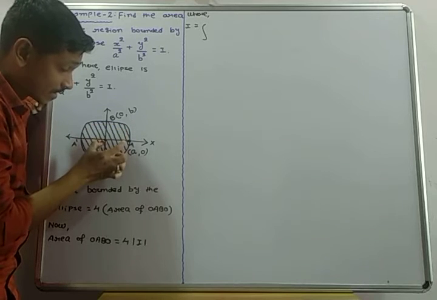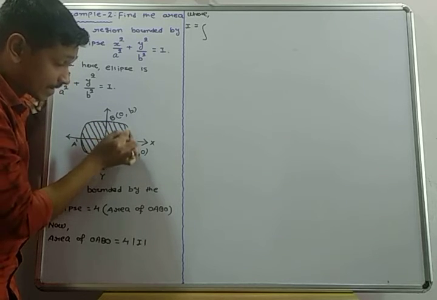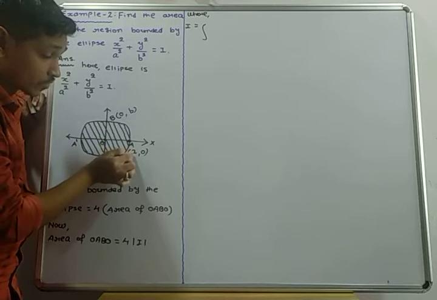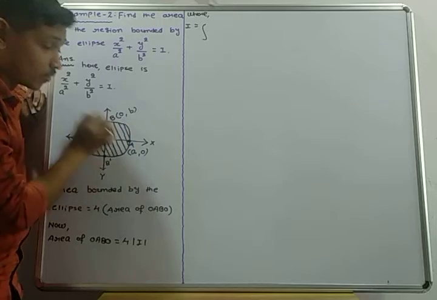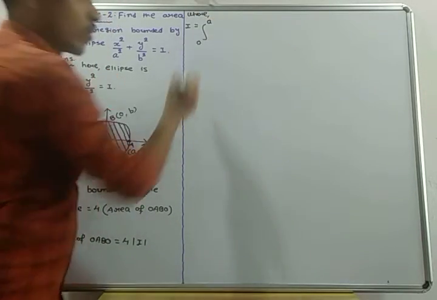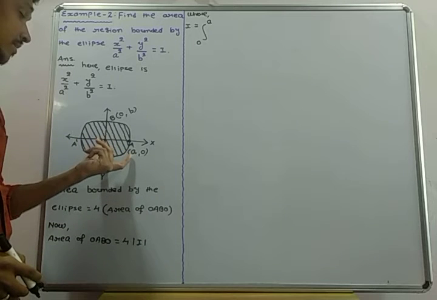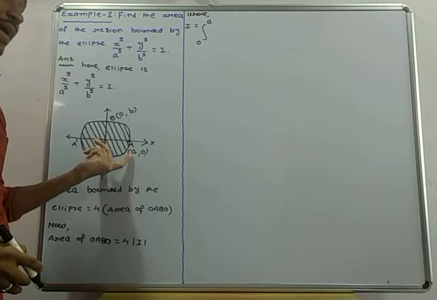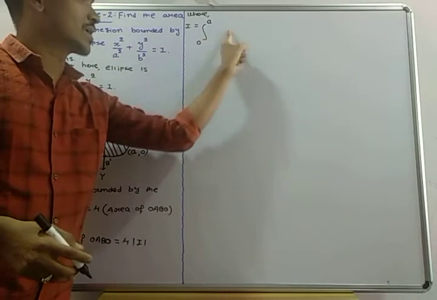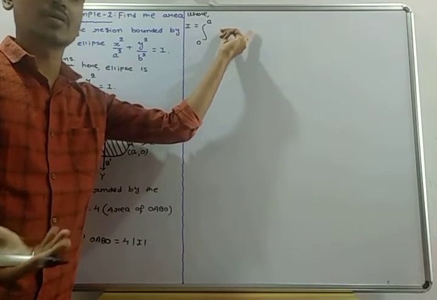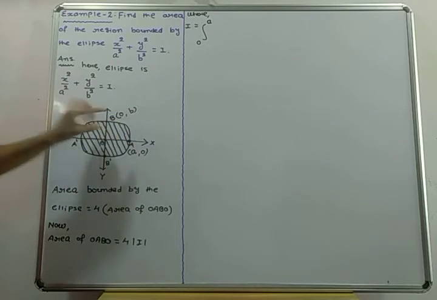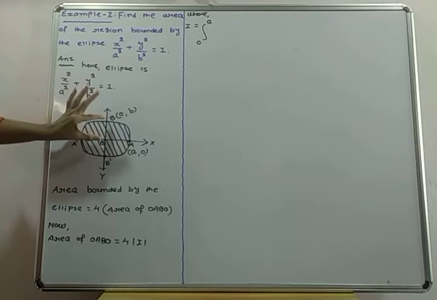So this area: the limit is 0 to a, and this part is made by the curve. This point is 0, 0, so the limit is 0 to a. 0 and a are the values of x, so here we need y, so put the value of y and then integrate. And if we follow 0 to b, this length is b, so this is 0 to b.